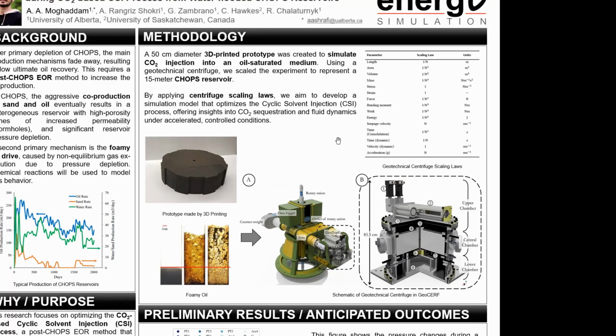One of the most significant achievements of this research has been the application of centrifuge scaling laws to accurately represent reservoir conditions. By spinning the 50 centimeter prototype at 30 Gs in a geotechnical centrifuge, we were able to model a system equivalent to a 15-meter long reservoir. This level of scaling is critical for ensuring that the experimental results reflect realistic reservoir behavior, which can then be used to inform field-scale applications.